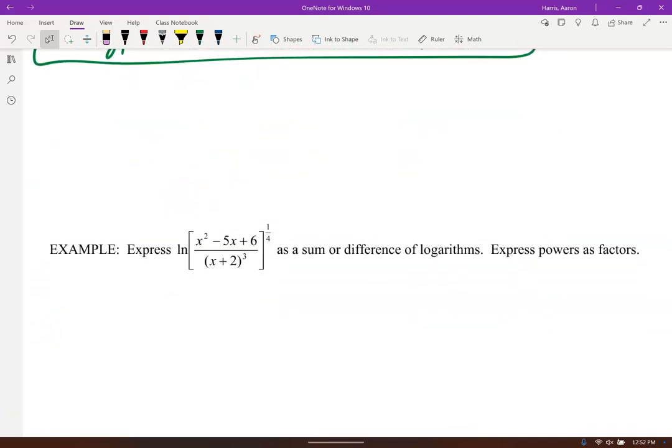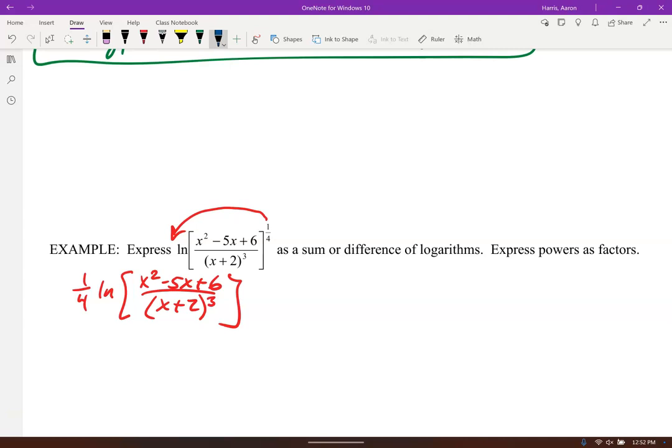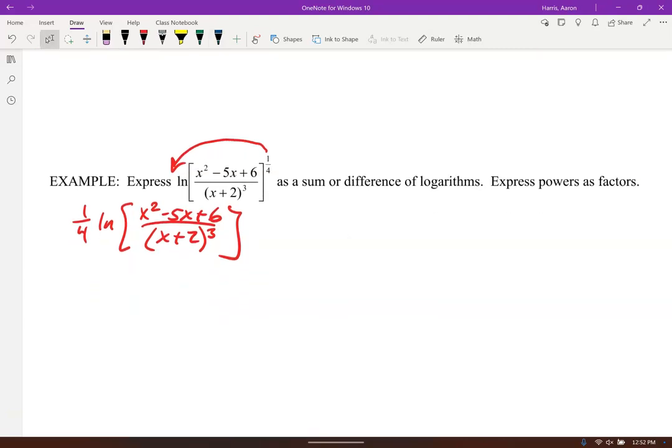Well, one more. Now notice this one is all natural log of a bunch of junk to the 1/4. So I'm going to put that 1/4 in front first before I even start this. Now I'm going to expand that with the quotient property. So I'll have a 1/4. Now I'm expanding the natural log into two terms, so I have to make sure I leave this in brackets. Natural log of the top minus the natural log of the bottom.